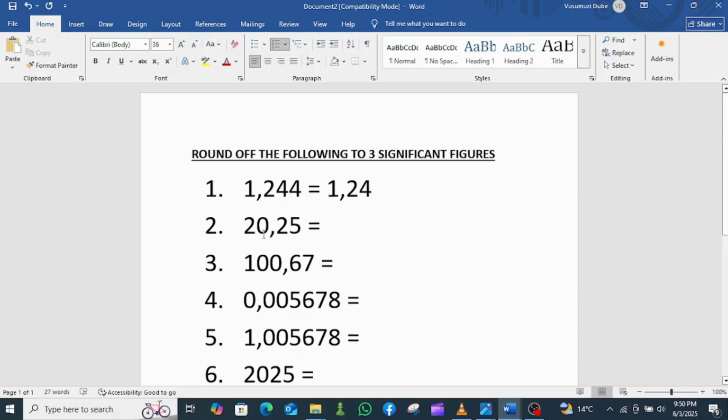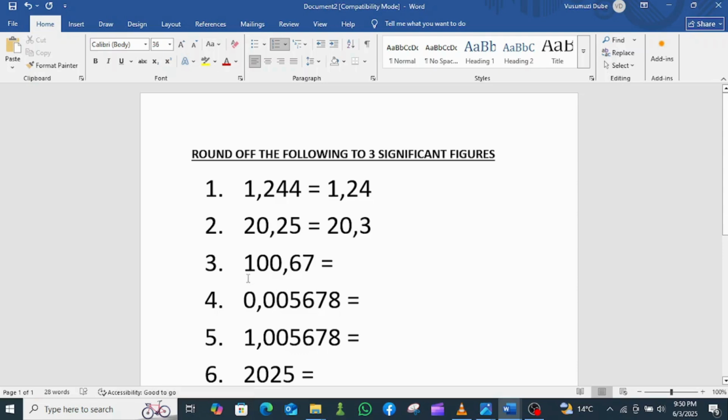Let's look at number 2. To round off to 3 significant figures, I will count 1, 2, 3, and then I look at the fourth number. Since the fourth number is 5, I will add 1 to the third number. Remember, you add 1 to the third number if the fourth number is 5 or greater than 5. That's why we are adding 1 to the third number here, so our answer becomes 20,3.